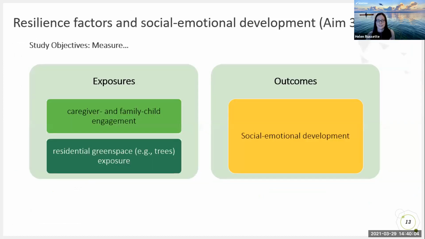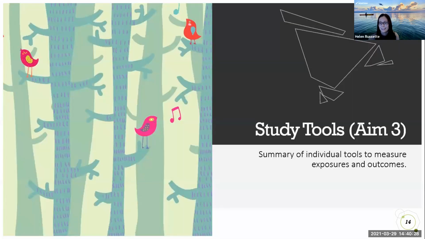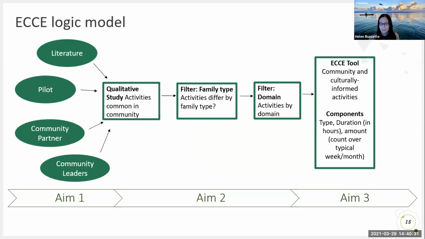Okay, so for the current study, I don't have a lot to share other than that we will be measuring both early caregiver child engagement and residential green space exposures. And we anticipate those being associated with social emotional development. And so I'll get more into the study tools for early caregiver and family child engagement and social emotional development. And the first figure I wanted to orient you to was the logic model for our tool development.